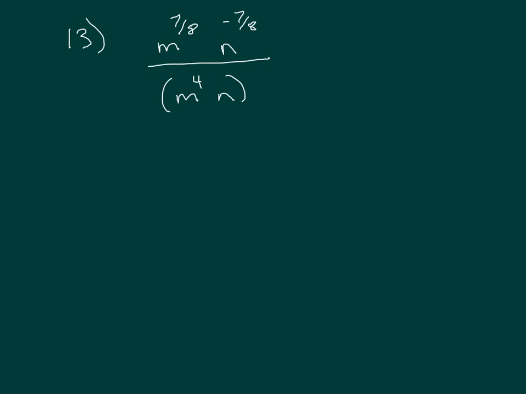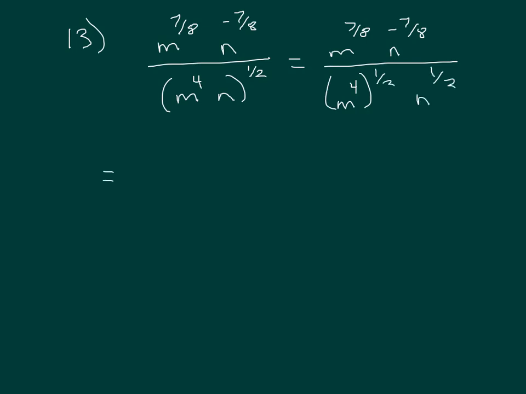Okay, here, oh, and this problem has a 1/2 out here. Here we want to simplify the denominator first. Or you could have brought down the negative, but you still have to simplify that denominator. So we distribute the 1/2. And so on top we have 7/8 minus n to the negative 7/8. And on the bottom we have m to the 4 to the 1/2, and the power rule says we're going to multiply our exponents.